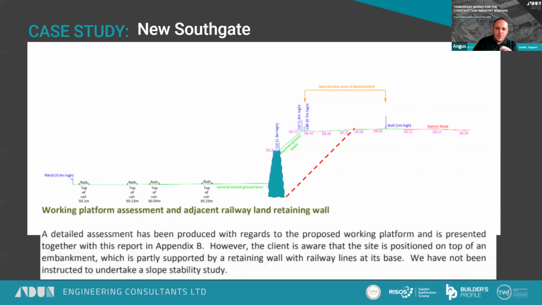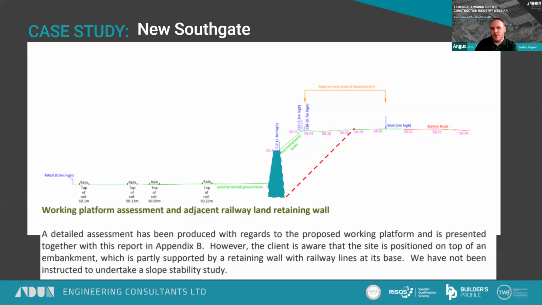And then you find someone's already designed all of the working platform, and they've just excluded, or the client has refused to instruct them to do any sort of assessment at all of this retaining wall, and it's just been pushed out to the contractor saying, build this piling platform. A fairly frightening sequence of events. Network Rail hadn't even been engaged with to discuss this.